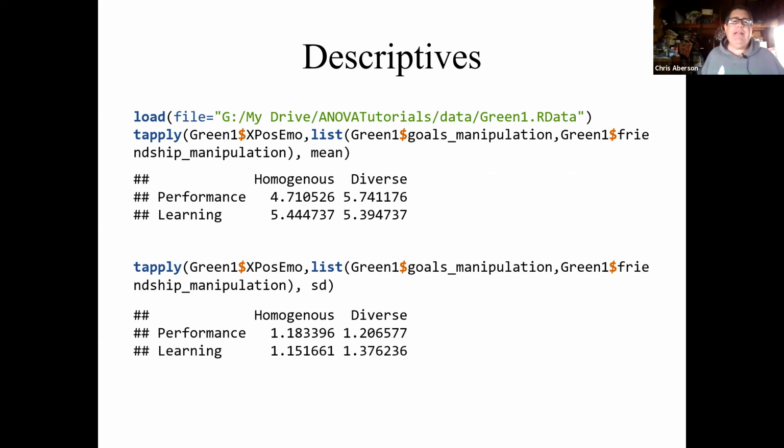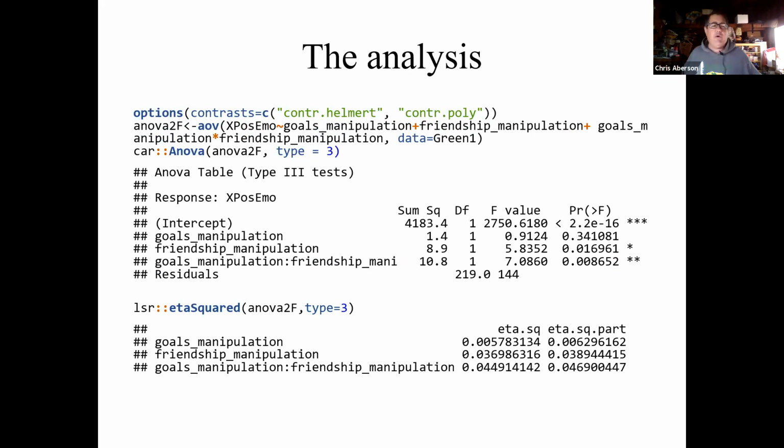So you can see you can get means and standard deviations. You can already begin to see a pattern with these standard deviations in the performance condition. It looks like there's about a 1-point difference there, but there's no real difference in the learning conditions between homogeneous and diverse friendship networks. So I think we're starting to already see what looks to be an interaction. Get standard deviations. Later, we'll get variances and talk about how we test assumptions, which is pretty straightforward and very similar to what we did before.